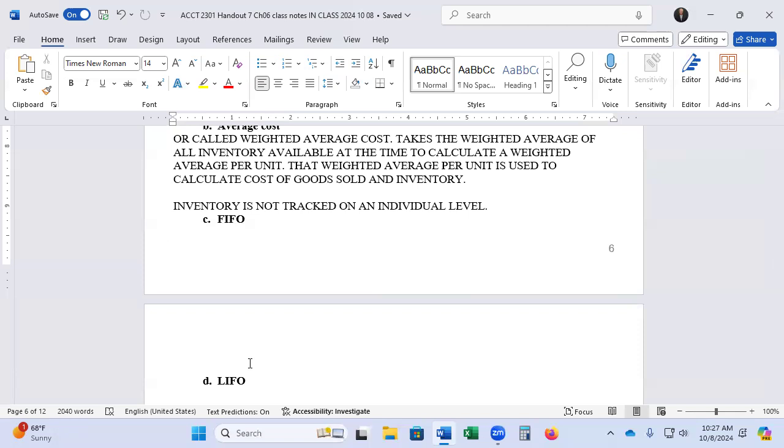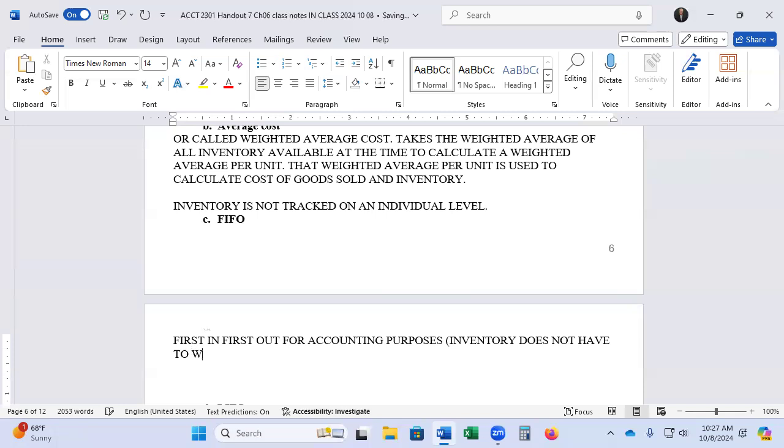The next one is FIFO, and that's first in, first out for accounting purposes. Inventory does not have to match the cost flow. Which means, let's say you're selling washing machines and you use first in, first out, but you have a whole stack of washing machines.